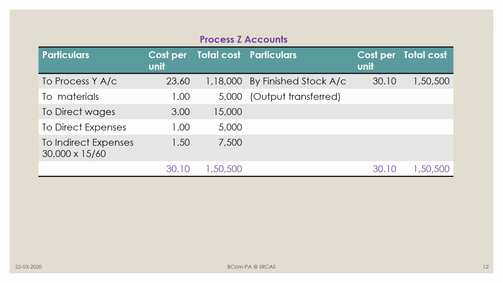So far we have seen three problems in which we had no losses. In the next part, we will be seeing process accounts with normal loss and abnormal losses.